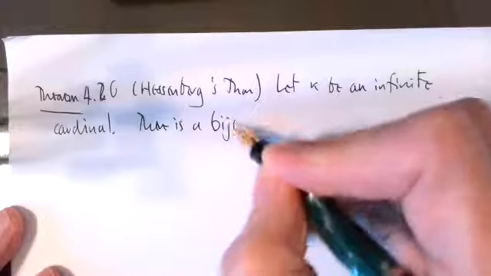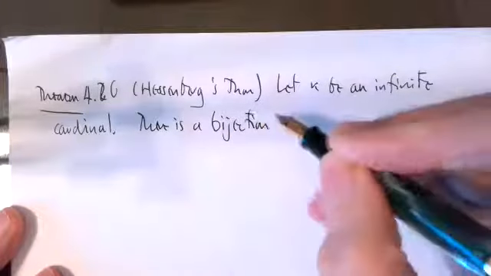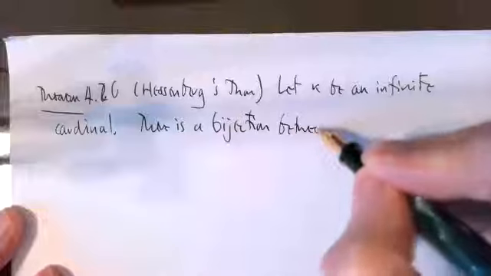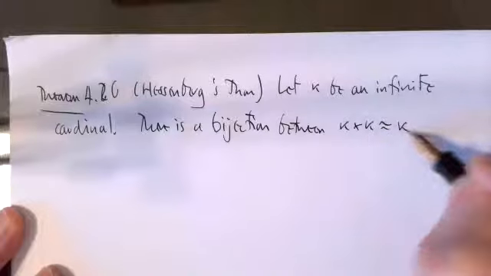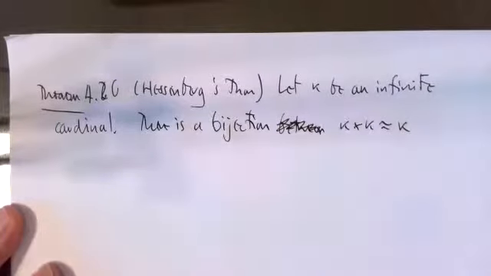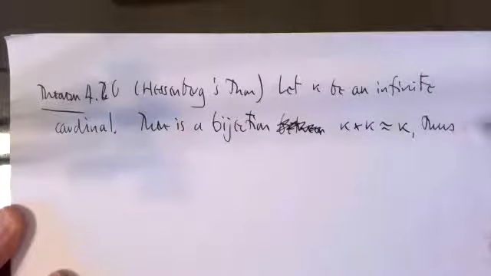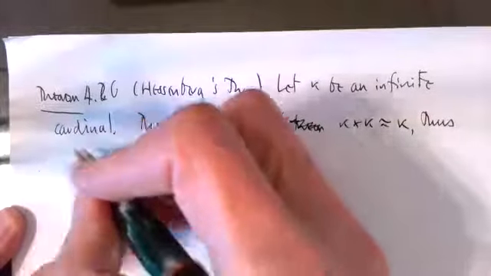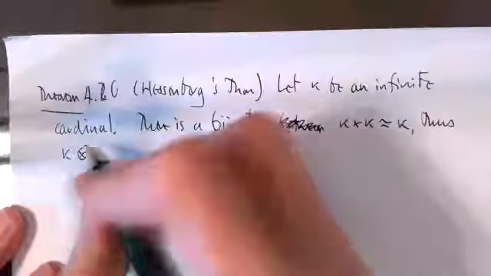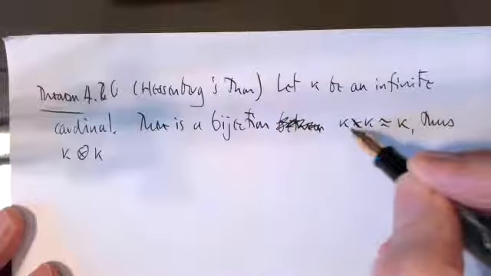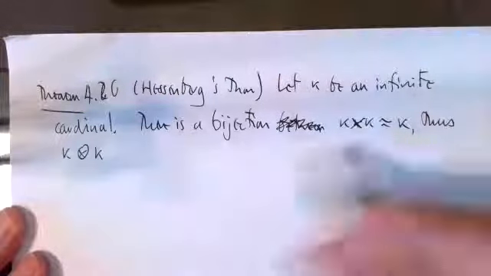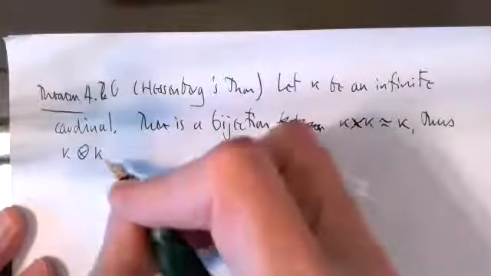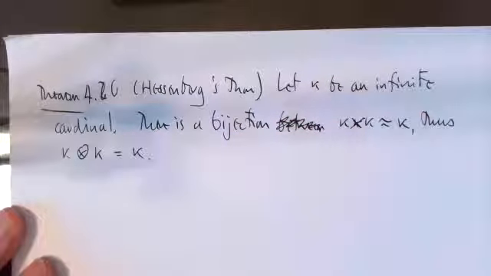Here we're only interested in really what happens for infinite cardinals. For finite cardinals, everything is just what we know already about arithmetic. So there is a bijection between kappa cross kappa and kappa. So kappa cross kappa is bijective with kappa. So that means, just translating that, kappa times kappa, the size of this Cartesian product, is kappa.